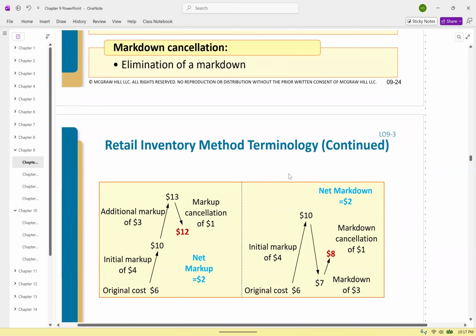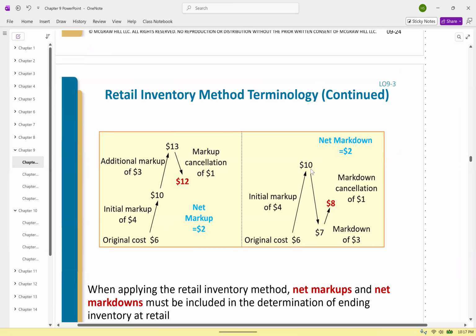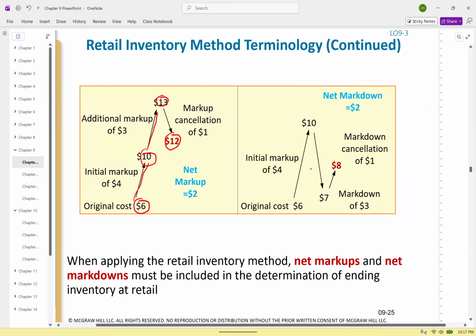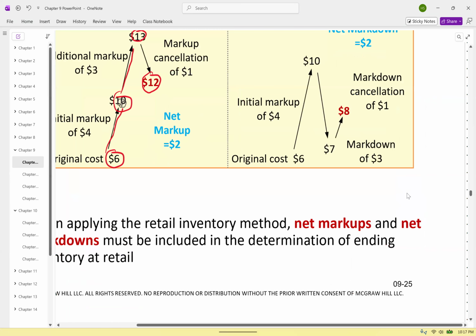So let's come over here. They give us this original right here. The initial markup goes to 10. Then an additional markup would be 3 to get us to 13. Now they're going to do a markup cancellation of $1 to bring it down to 12, and then your net markup will be $2.